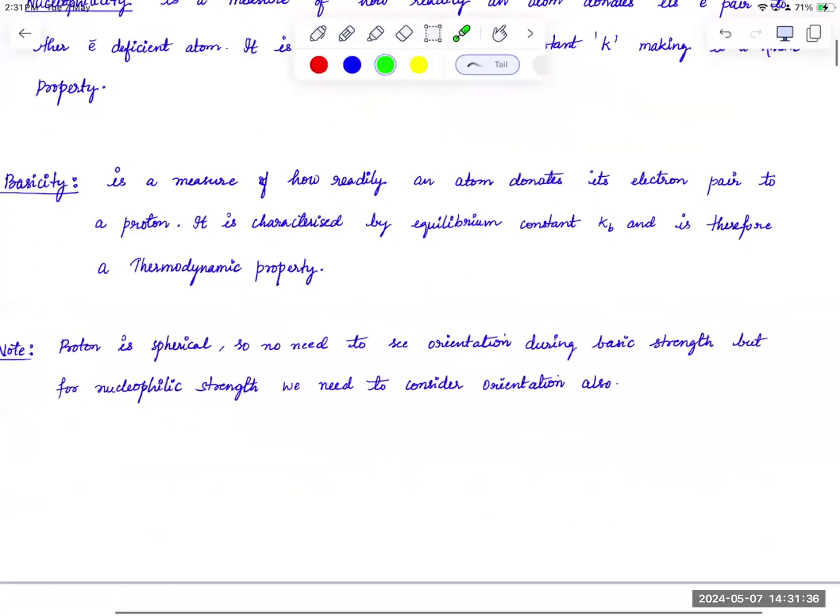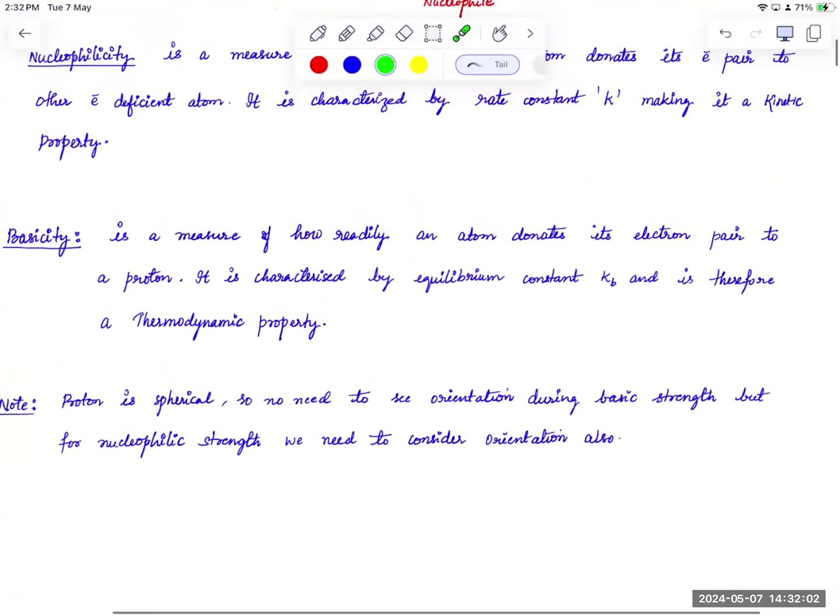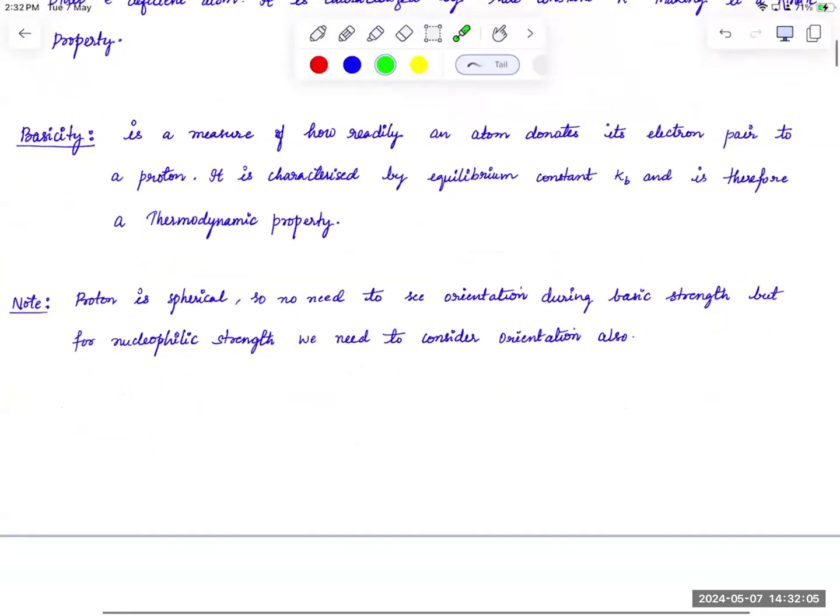While basicity is a measure of how readily an electron pair can be donated to a proton. If there is H plus, how readily can this pair donate to the proton. It is characterized by the equilibrium constant Kb, and therefore it is a thermodynamic property. So basic character is a thermodynamic property, and nucleophilicity is a kinetic property. Now proton is spherical, so it does not require any orientation. But nucleophilic strength definitely requires a certain orientation.